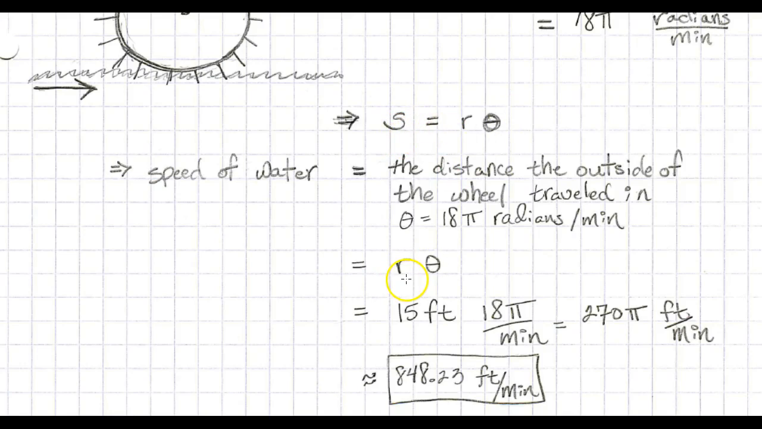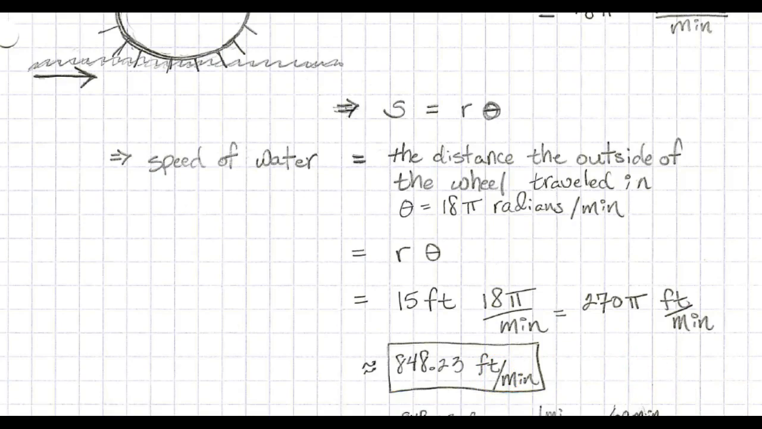The distance the outside of the wheel traveled is r times theta. So the radius was 15 feet. It went around 18 pi radians per minute, to get 270 pi feet per minute. If you don't like 270 pi, multiply 270 times pi, and you get 848.23 feet per minute.